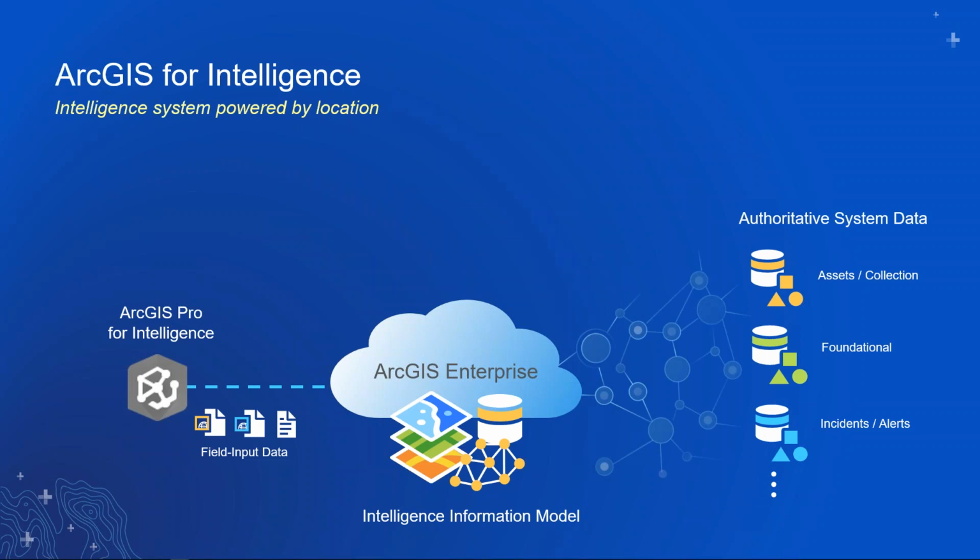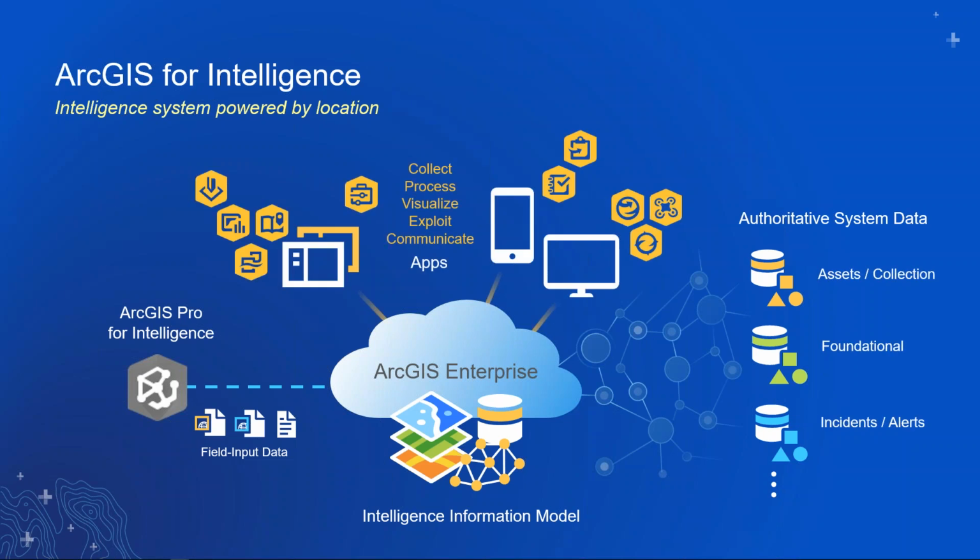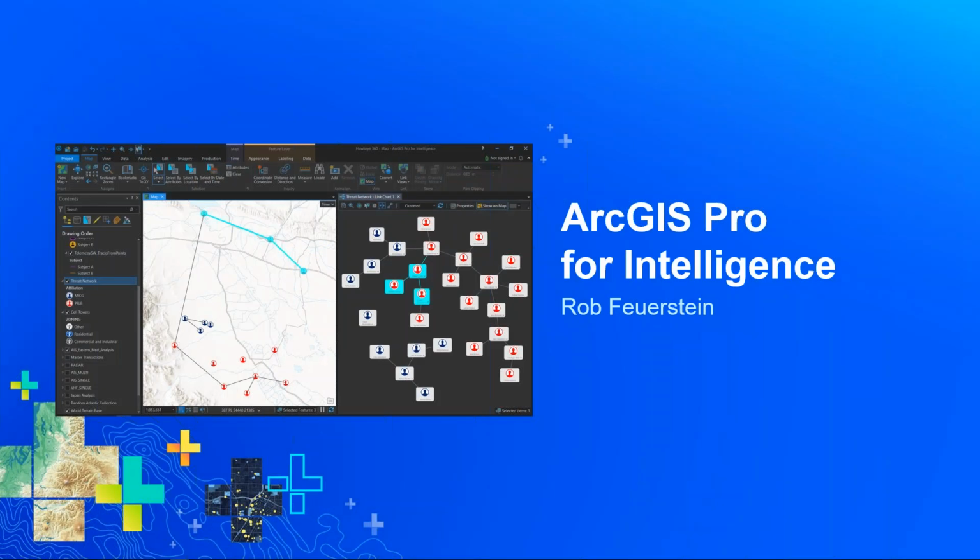And then of course ArcGIS being what it is, you can bring in all those authoritative system data sets, whether that's coming from groups within your organization or coming from other agencies, and you need to bring in that information and be able to visualize it within the enterprise, you can do that. And because of that, you're able to leverage all the other apps that Esri provides in order to collect, process, visualize, exploit, and communicate all that information that the organization needs to be aware of. And with that, I'm going to turn it over to Carl, who will walk us into the next section.